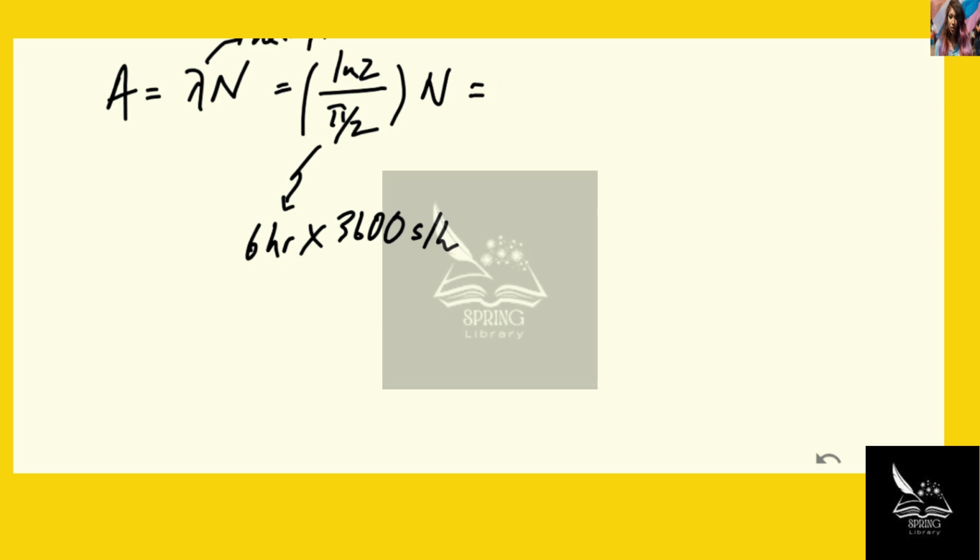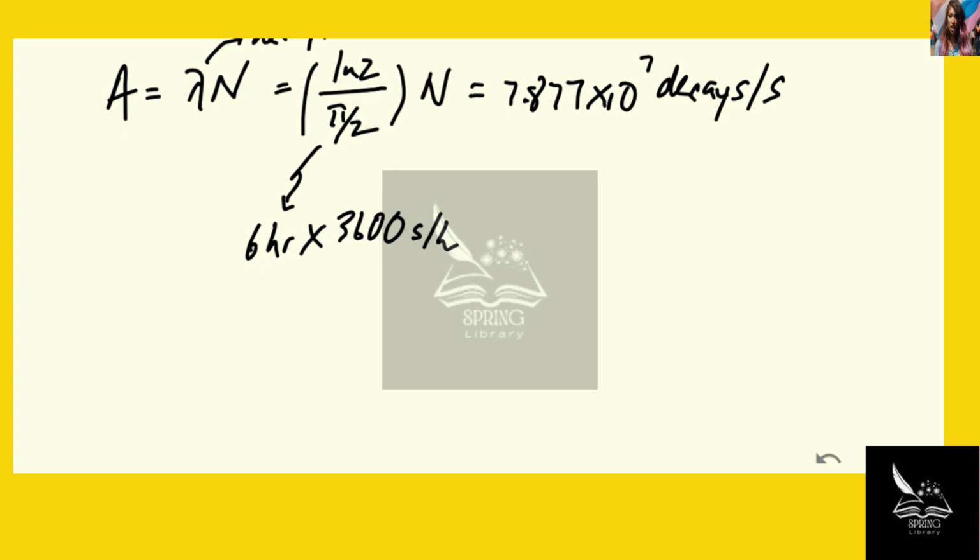We should get our value in terms of decays per second. Right, so we should get 7.877 times 10 to the power of 7 decays per second.